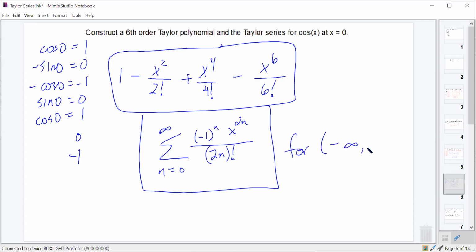All real numbers. In fact, both of them, both sine x and cosine x, don't just converge for all real numbers, they actually converge for all complex numbers as well, which is something of interest that we will look at some point. Cool. Any issues there? Everybody good with that?